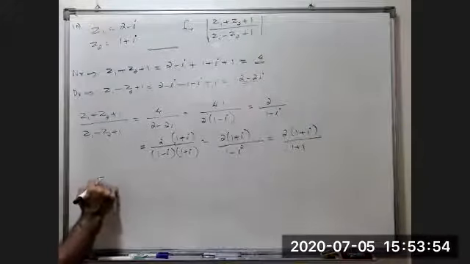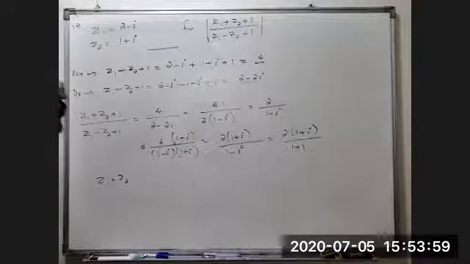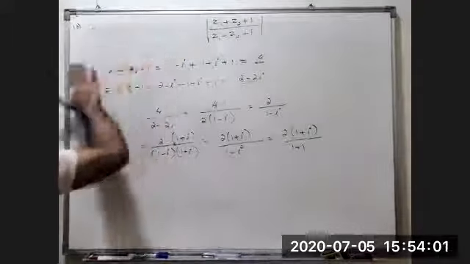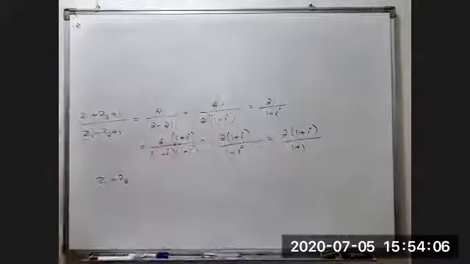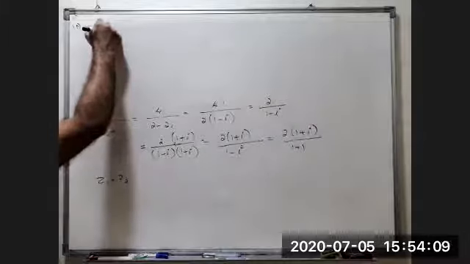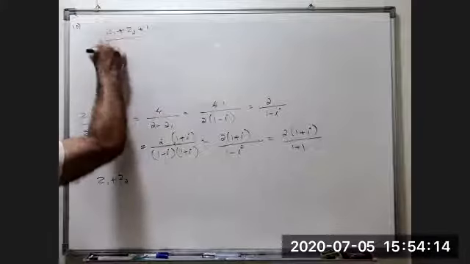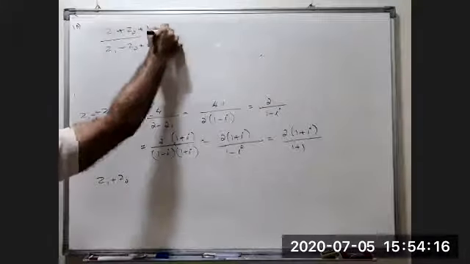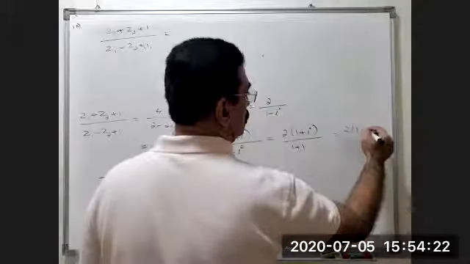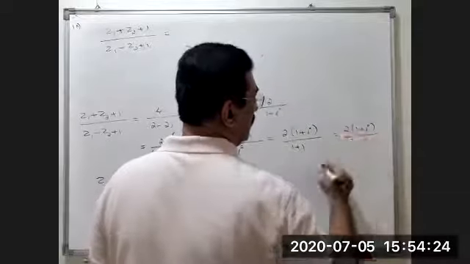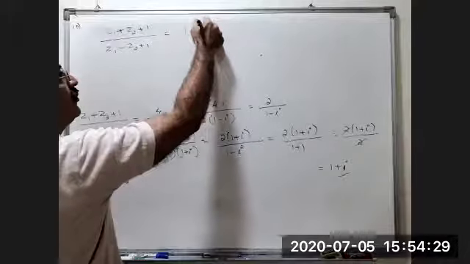So we got (Z1 plus Z2 plus 1) by (Z1 minus Z2 plus 1) as, what do you get? Simplifying, 2 into 1 plus i by 2, the 2 cancels. We got it as 1 plus i. So it is 1 plus i.